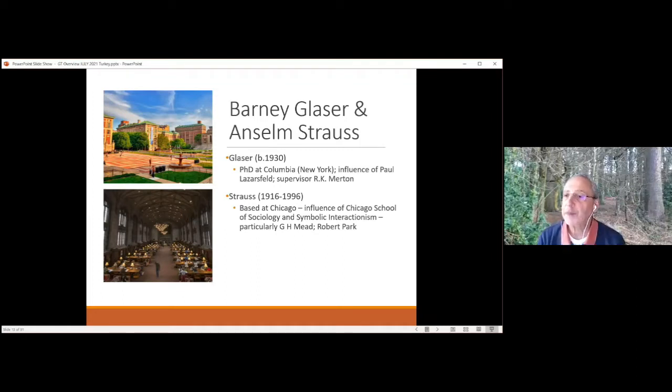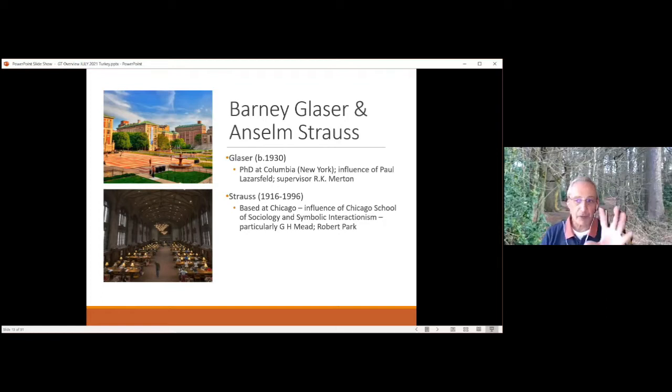Glaser is a bit younger. He also did his army service for a while, so he was a mature student, but he eventually went to the University of Columbia, which is in New York, where he was influenced by Paul Lazarsfeld, who was a sociologist who had come from Germany and Austria in the 30s, and was very much a founding figure on social research methods. And also Robert Merton, who, as we'll see, was an important character.